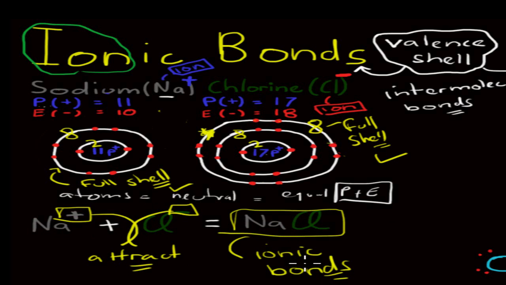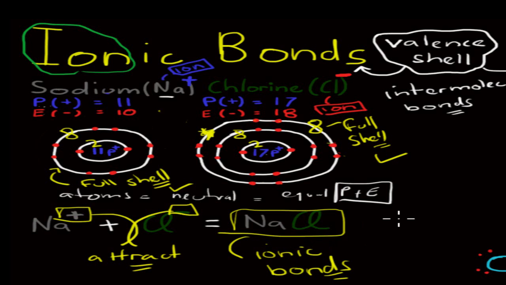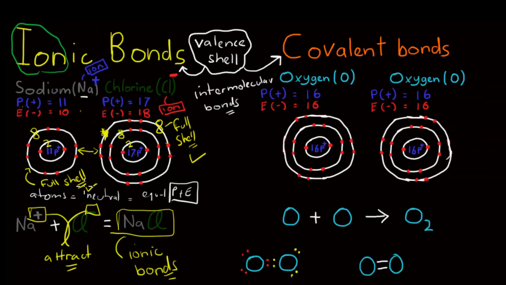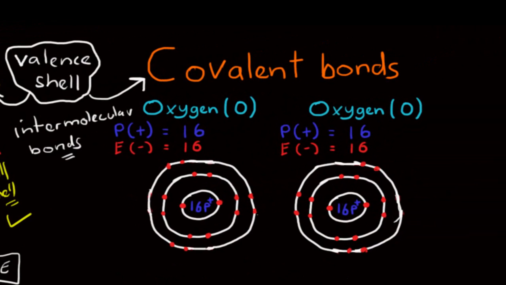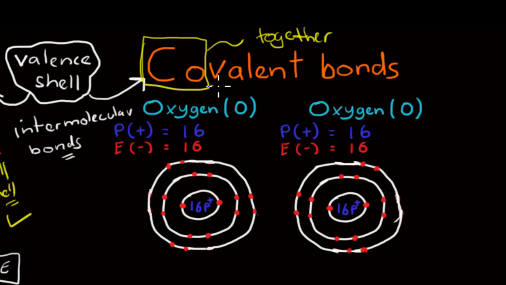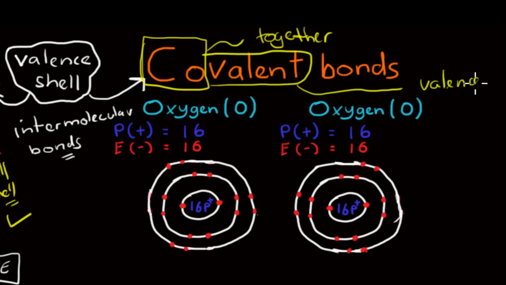Alright, so that's an ionic bond, and it's an intermolecular bond because it occurs between two actual atoms that then become more or less one. And the other intermolecular bond is a covalent bond. Now, break that word down. Co means basically together or cooperate, so they are going to work together. Valent comes from valence electrons, and it's going to be a bond. So they're going to make a bond to share their valence electrons.